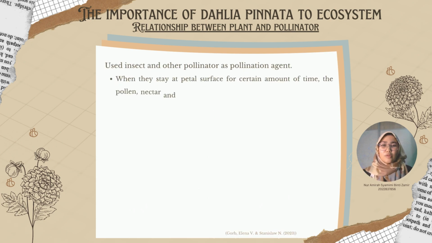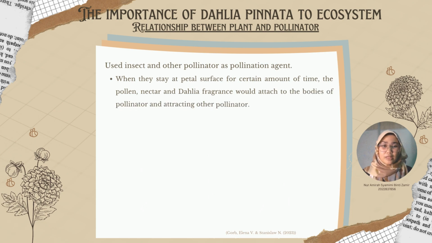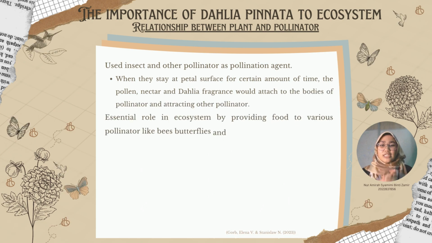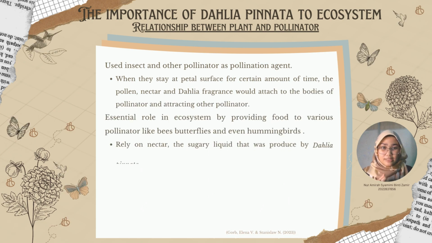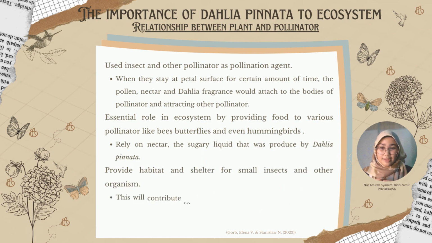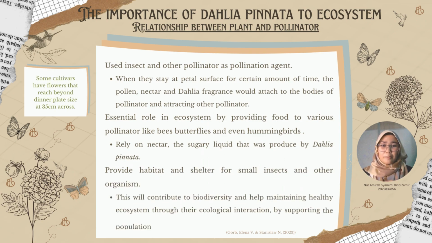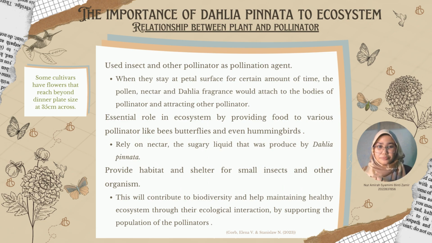So today I want to talk about the importance of Dahlia Pinnata to the ecosystem. Firstly is the relationship between the plants and the pollinator, especially insects. Flowers like Dahlia Pinnata use insects as pollinator agent. The reason is because when the insect is in contact with the petal surface for a certain amount of time, the pollen, nectar and fragrance will attach to the body of the pollinator. This will attract another pollinator.